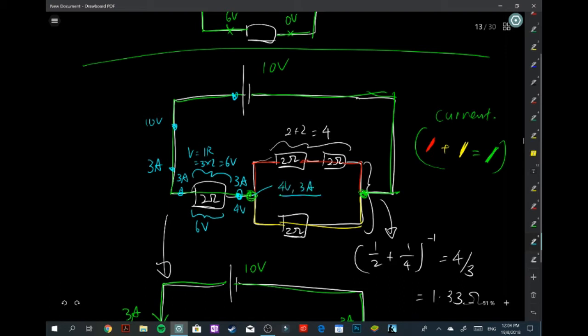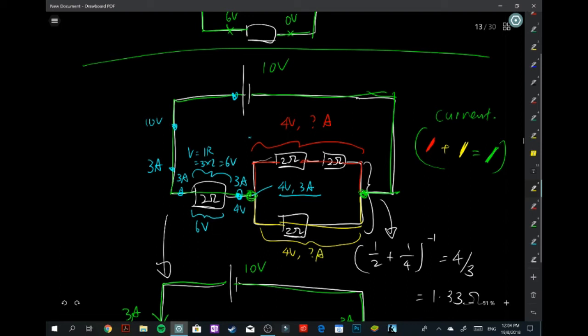So 4 volts, 3 ampere means the current will split up. Let me draw in red, more straightforward. Let me erase some. Here I actually have 4 volts with an unknown amount of current, and over here, I also have 4 volts with an unknown amount of current.